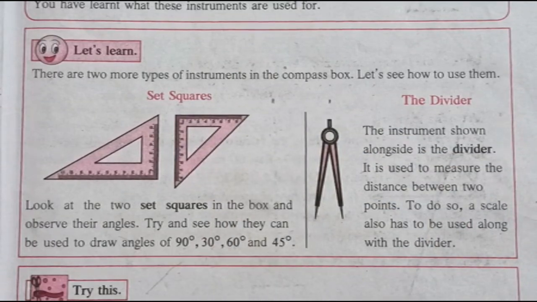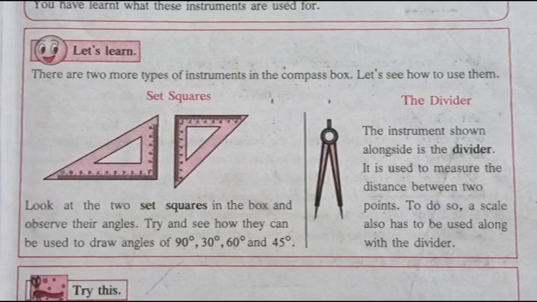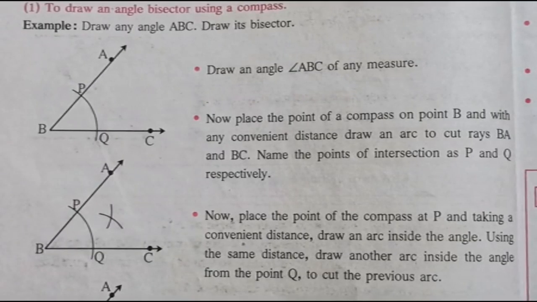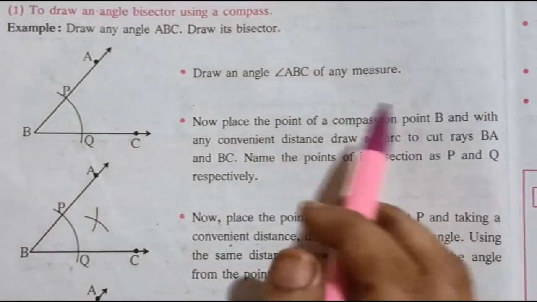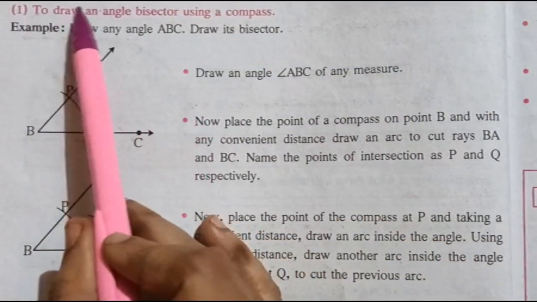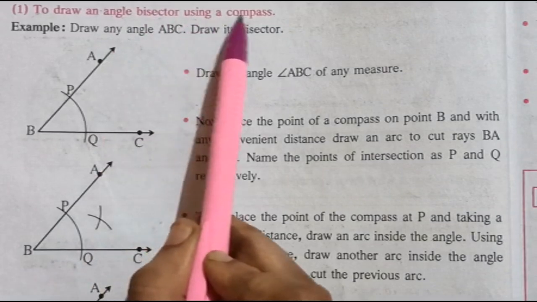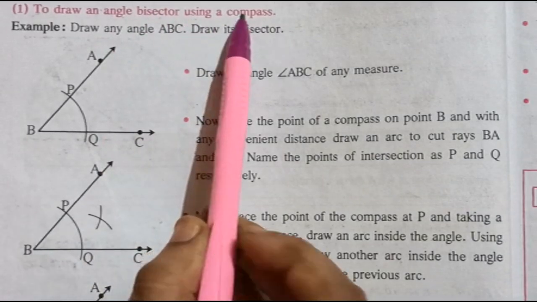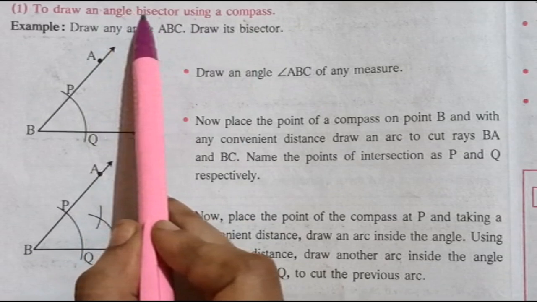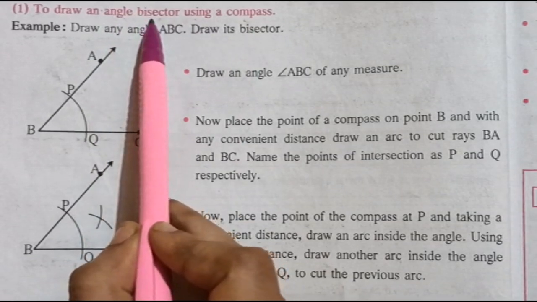Okay, now students, the next part we are going to study is what? Angle bisector. Now students, open page number 10 in your textbook. In that it is to draw an angle bisector using a compass. Compass means what? Rounder. So you are supposed to draw the angle bisector. Now what is the meaning of bisector?